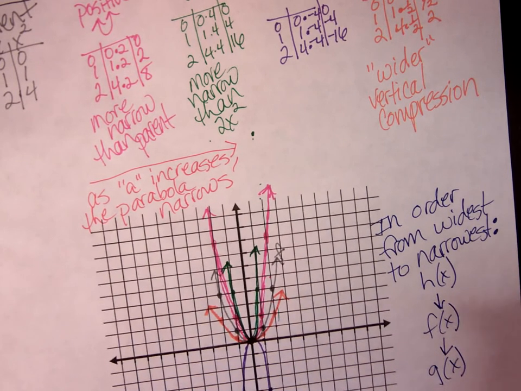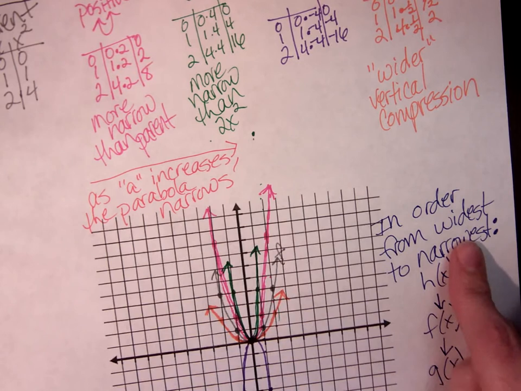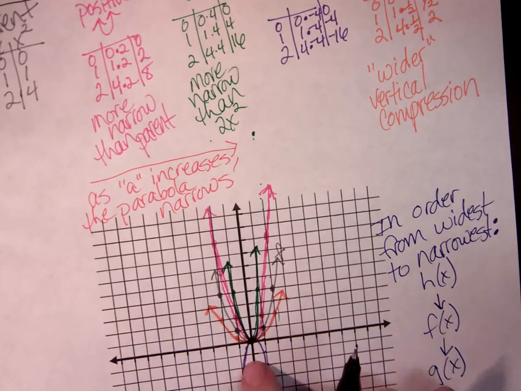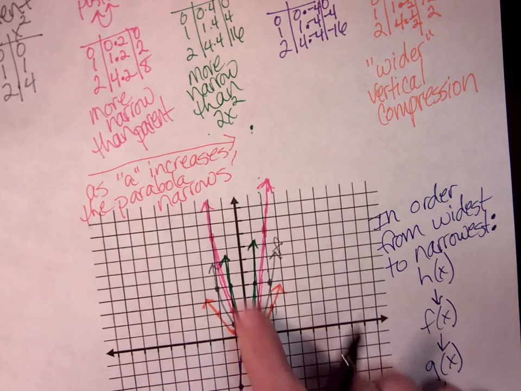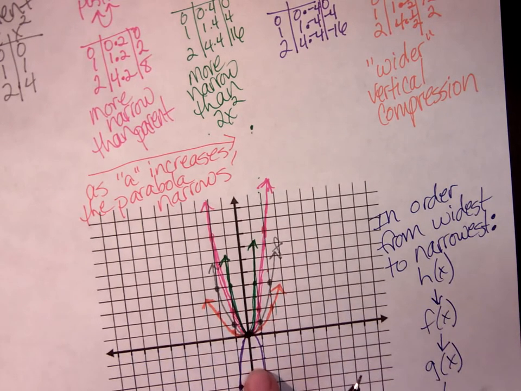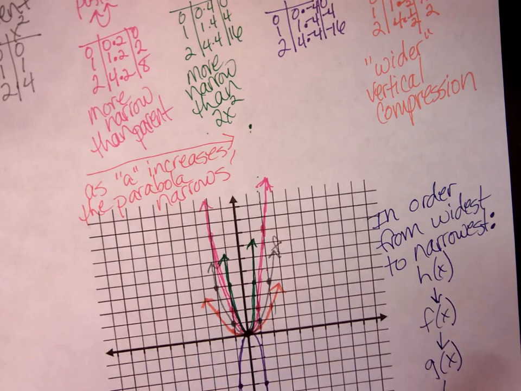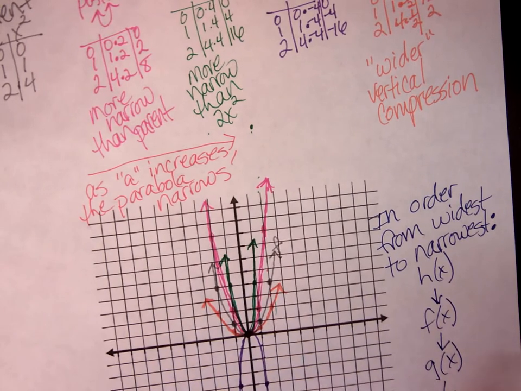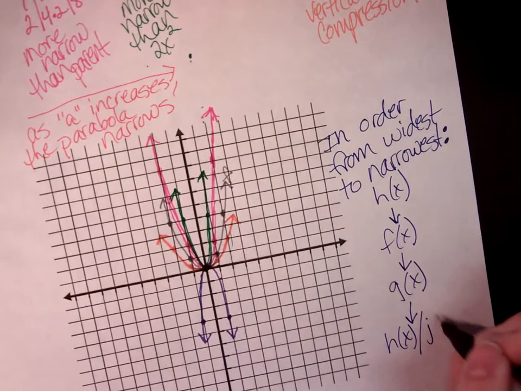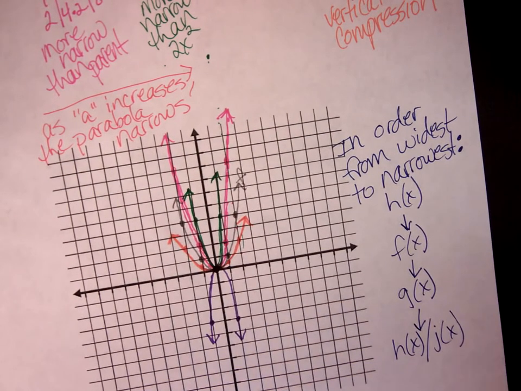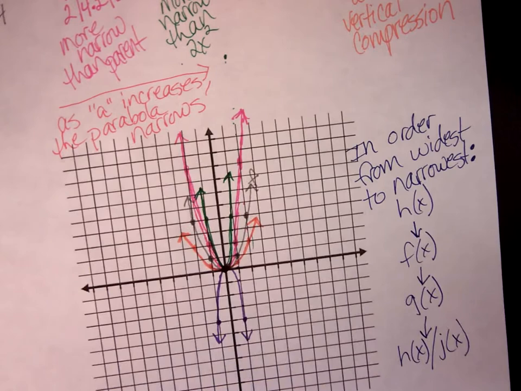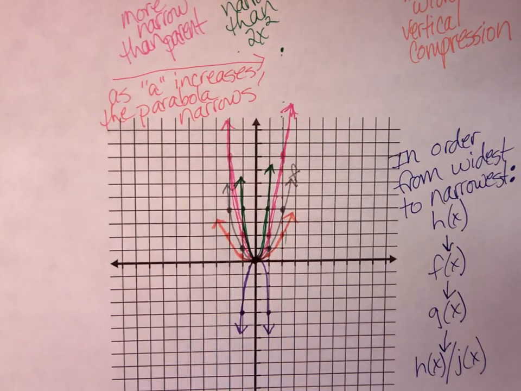And since we're only looking at wide and narrow, I'm going to list h and j as the same because they have the same width. They're just moving in different directions. h of x and j of x. All right, we're going to start putting all these transformations together. But these are just the impact that a has on your graph.